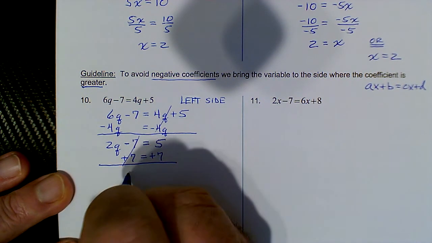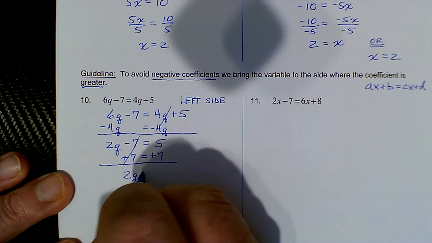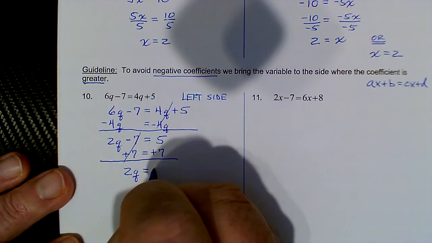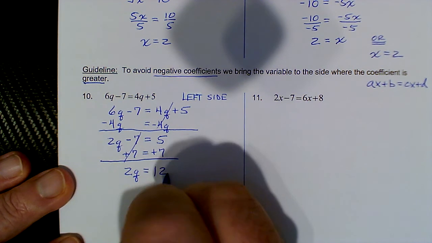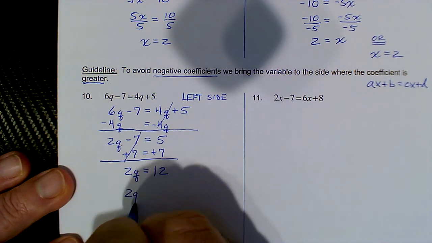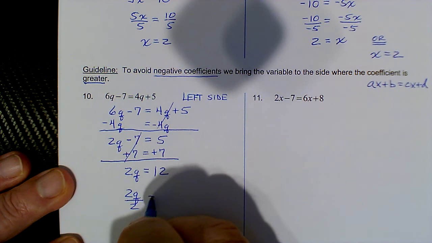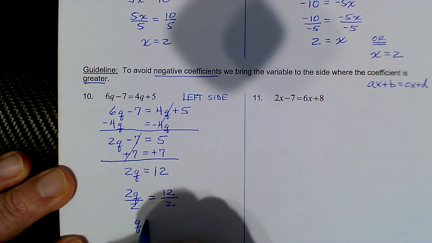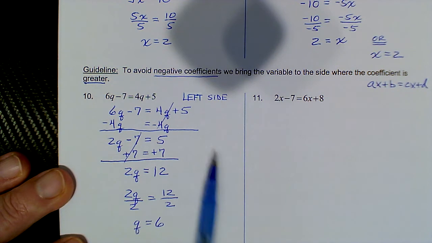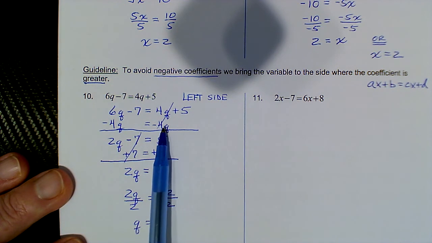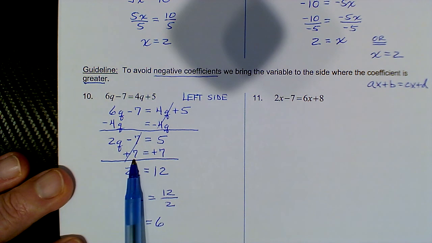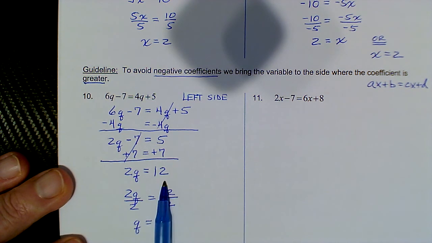Bring down the 2q, the 7s are gone. No need to write a 0. Tuck the 2q right in next to the equals. Do the arithmetic, 5 plus 7 is 12. And then finally our division. So divide by the coefficient, 2. And q is 6. So notice it was a three-step process. Variable on one side was our first step, constants on the other side, second step, and finally the division.